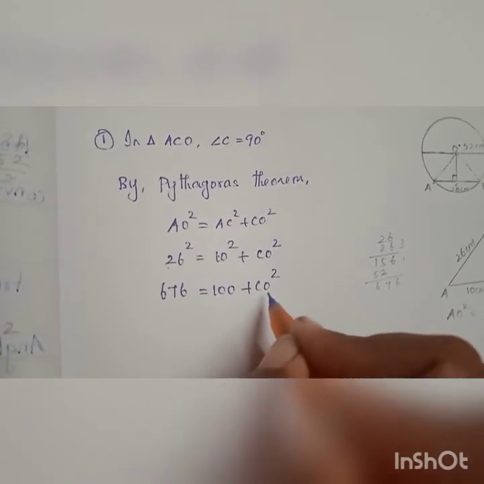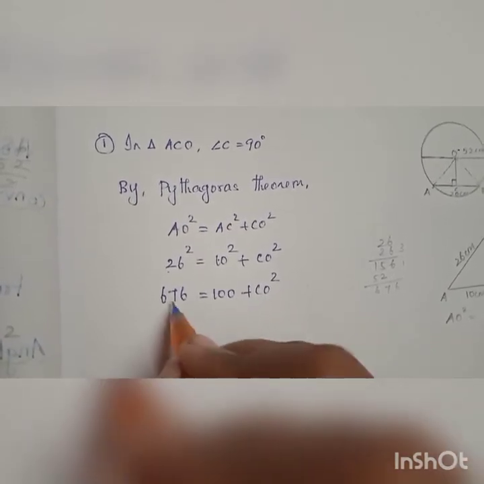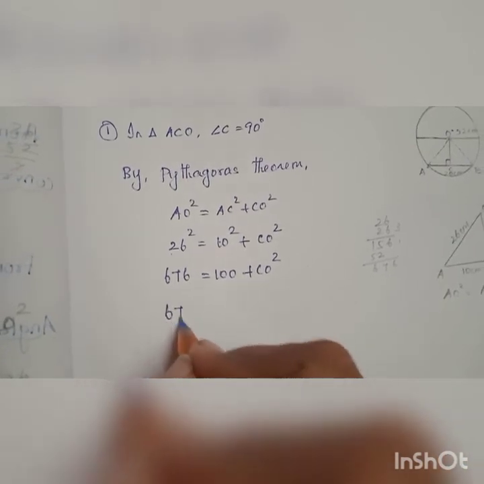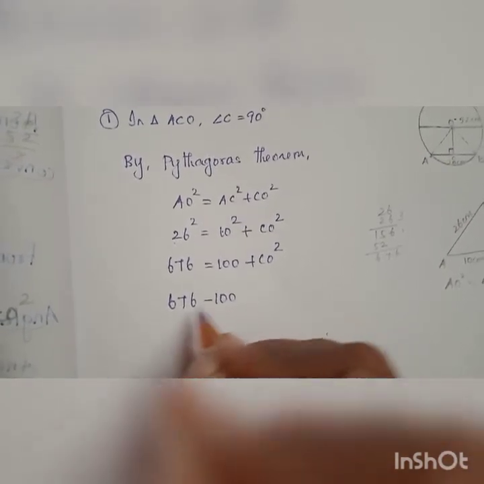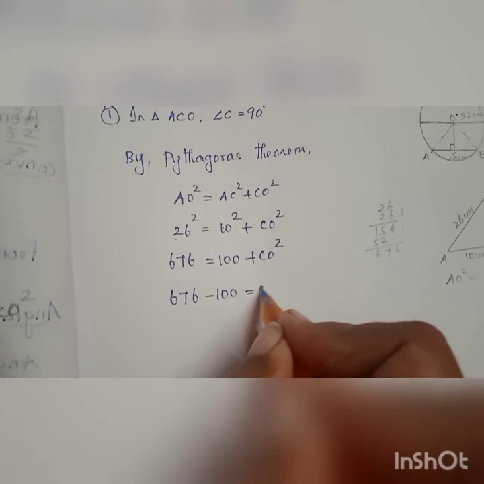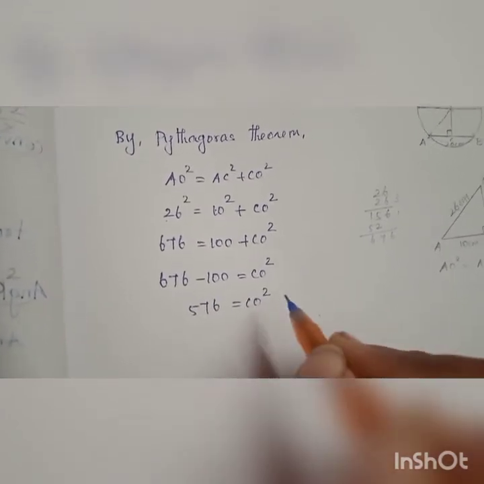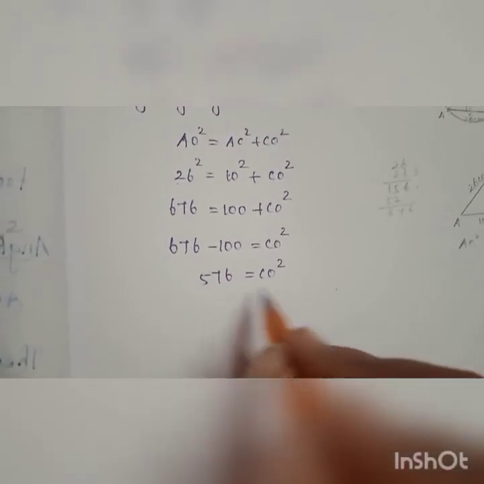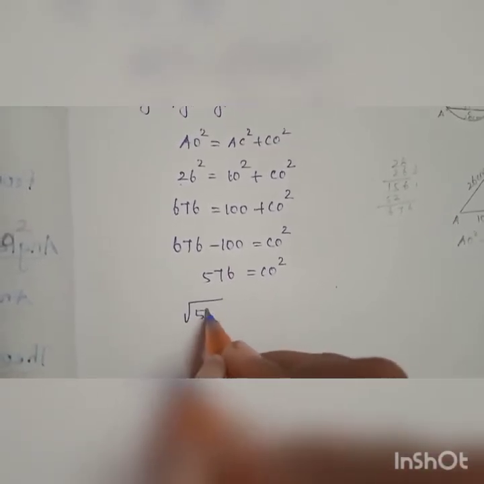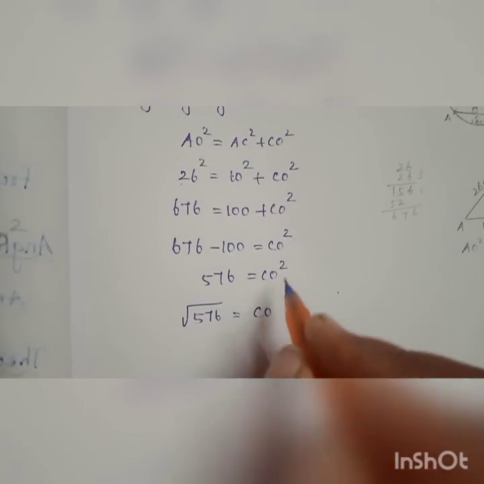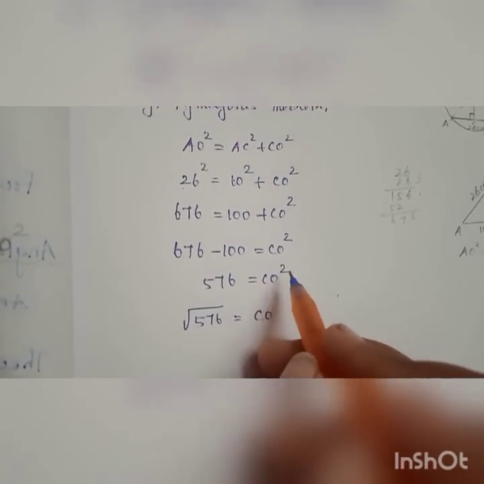We need to find CO square, so we'll keep it on this side and bring this 100 to the other side. It becomes subtraction. So 676 minus 100 equal to CO square. It is 576 equal to CO square. Now we'll take a square root on both sides. Therefore root 576 equal to CO. The square root and the square get cancelled.